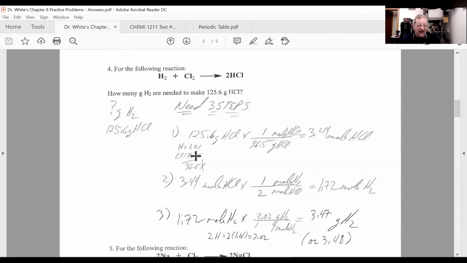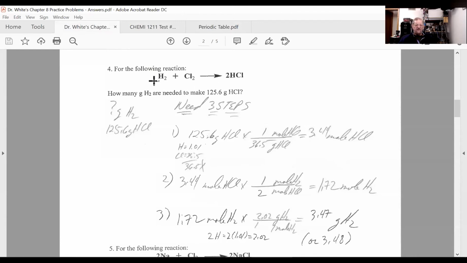And that's how I got this. All right, let's go back to where we're trying to go, from moles of HCl to moles of hydrogen. Use unit analysis, put the moles of hydrogen on top, moles of HCl underneath. Where do I get those numbers? From the balanced chemical equation.